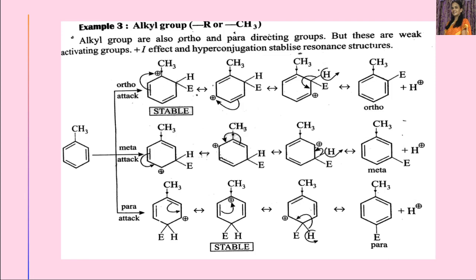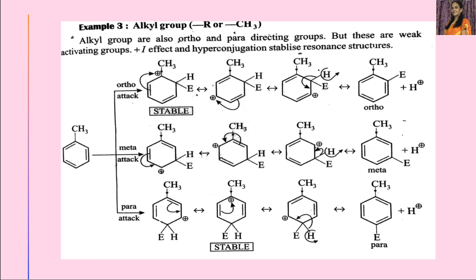Positive charge is delocalized with the help of the other two pi bonds present in the benzene ring. And finally, the sp3 carbon, where the electrophile is present, loses a proton to form the para disubstituted product. This is para attack. Now let us see the meta attack.